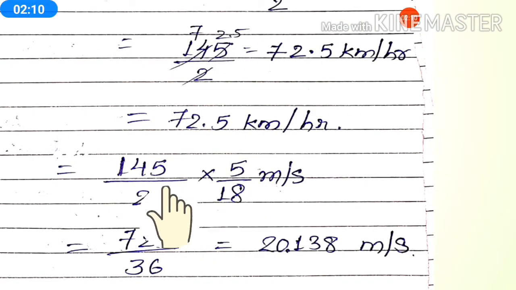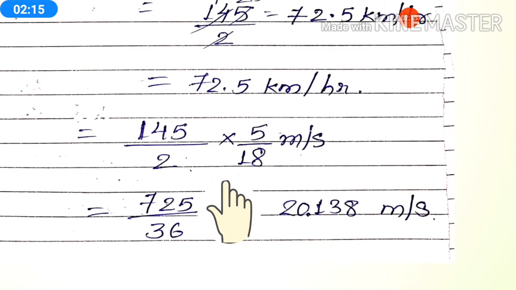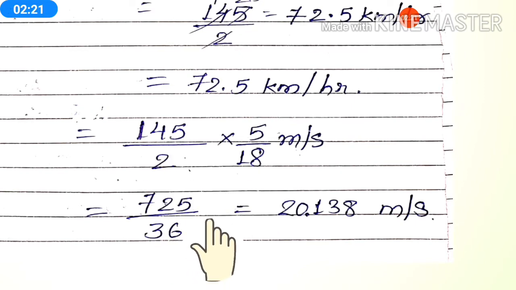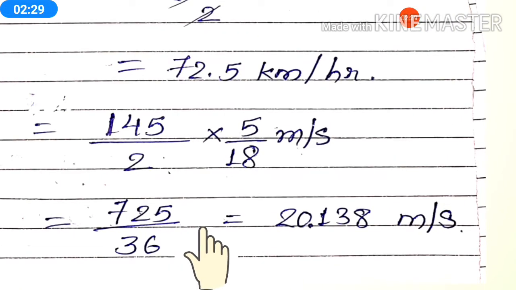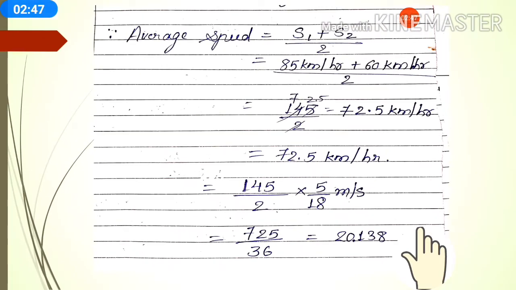So when you multiply 145 by 5, you will get 725, and 2 into 18 is 36. So 725 by 36, you will get 20.138. You can divide and check. So 725 divided by 36, you will get the value 20.138 meter per second. Means the speed of the car is 20.138 meter per second. So this way we have got the value in meter per second.